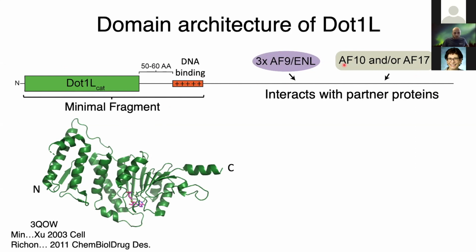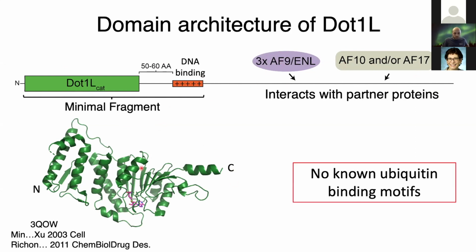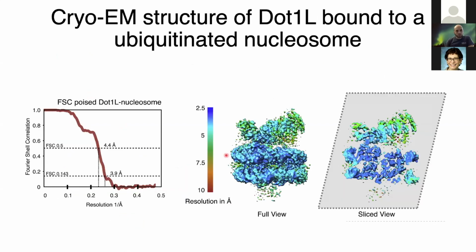However, as I mentioned before, even though we've had a structure for many years, it was not clear at all, either from the primary sequence or the structure of Dot1L, where ubiquitin could bind, because there were no known ubiquitin binding motifs on this protein. And so to begin to understand how Dot1L is stimulated by H2B ubiquitin, I used this minimal fragment of Dot1L and determined a Cryo-EM structure of Dot1L bound to a ubiquitinated nucleosome. I was able to resolve this structure to around 3.9 angstrom resolution.